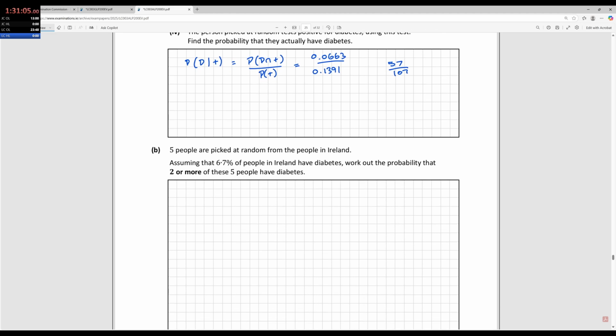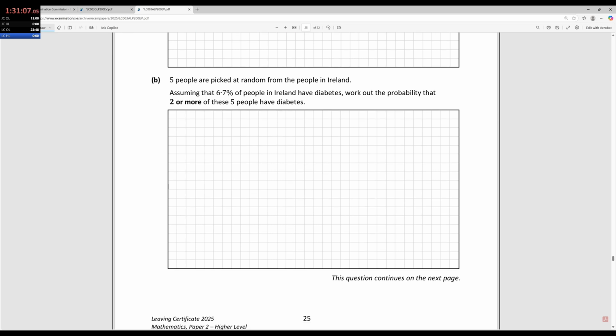5 people are picked at random from the people in Ireland. Assuming that 6.7%, what's the probability 2 or more of these people have diabetes? So that would mean 2, 3, 4, or 5. But instead, what I'm going to do is the opposite, which is 0 and 1. So I'm going to find the probability 0 have it.